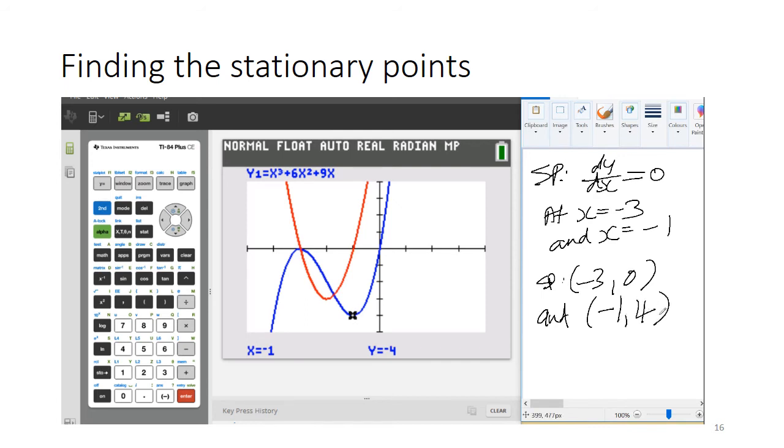Okay. All right. Looking at this graph, you can easily see that this is a local maximum and this is a local minimum. How can we verify it? Well, we have to use the second derivative to verify it. Next slide, I'm going to show you how to do that. And also, I'm going to show you how to use the second derivative to work out the point of inflection.